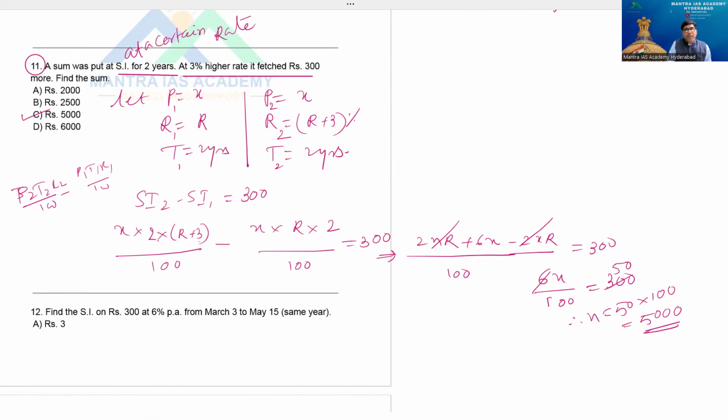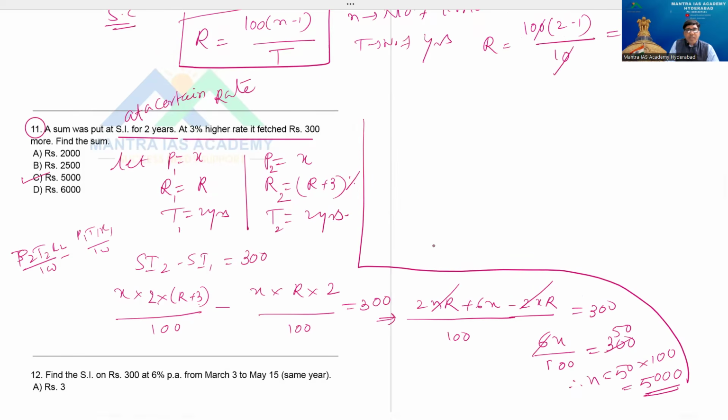Even for this, I'll tell a beautiful shortcut, please. This is a lengthy problem, so we'll discuss the shortcut in the simplest way. The target is P, called the sum. Why are we getting 300 rupees extra? Because of the increased rate percentage.